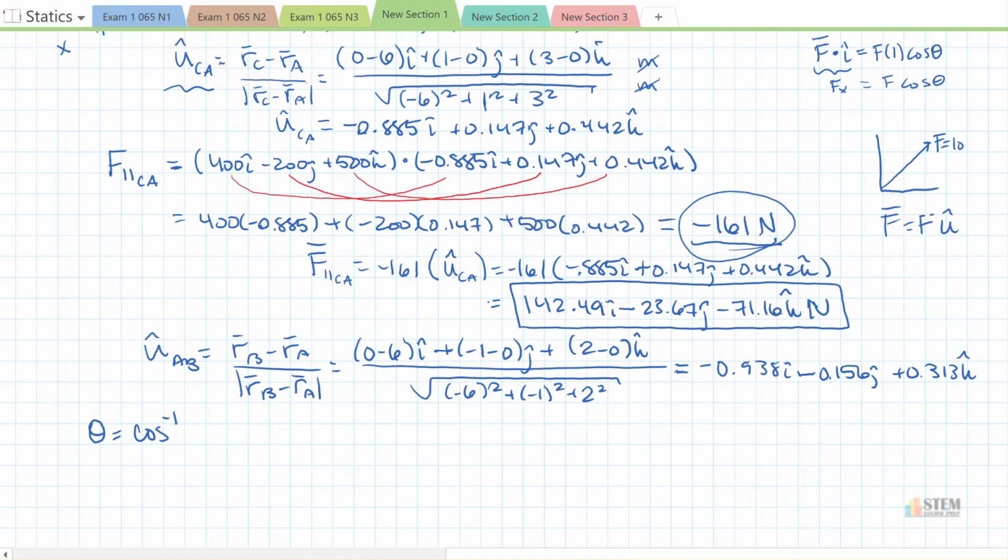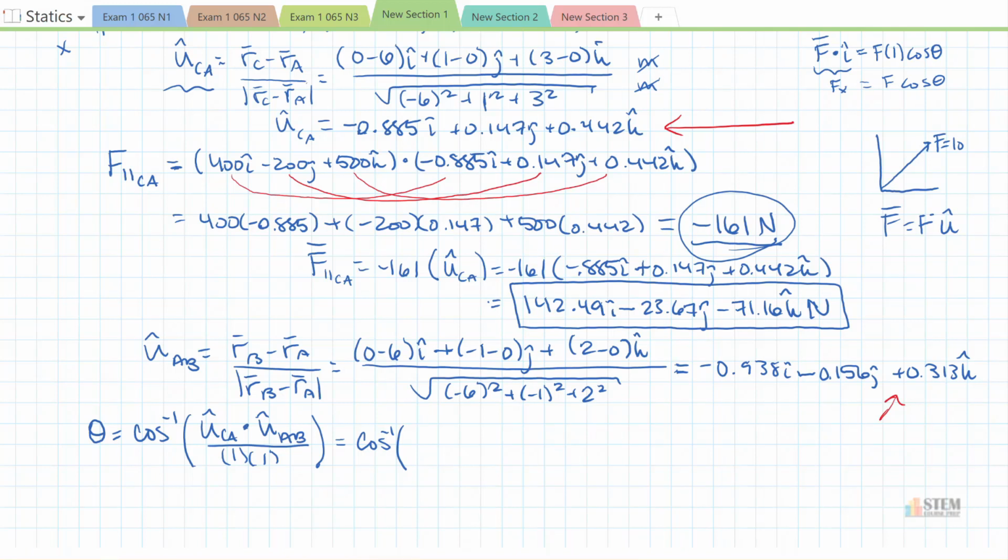Okay, so theta is going to be the arc cosine of the dot product of our two unit vectors, and then we put it over the product of the magnitudes. Now, the magnitude of a unit vector is always going to be 1, so we're going to have 1 times 1 down here. Okay, so let's see what we have. We're going to multiply the unit vectors together. Notice here's the one unit vector, here's the other one.